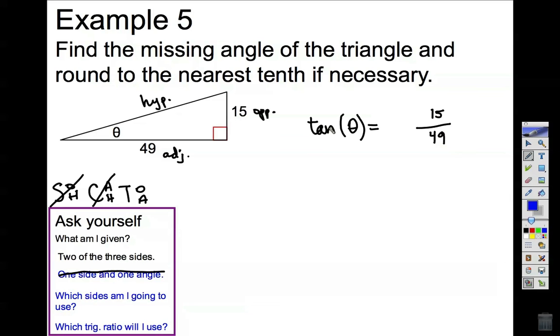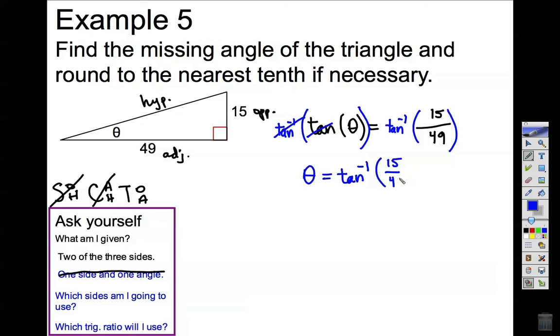Again, to get rid of tangent, I'm not going to use the inverse sine. I'm using the inverse of this here, or the arc of this here. The inverse tangent or the arc tangent and the tangent reduce each other off, and I'm left with angle theta equals the inverse tangent of 15 over 49.